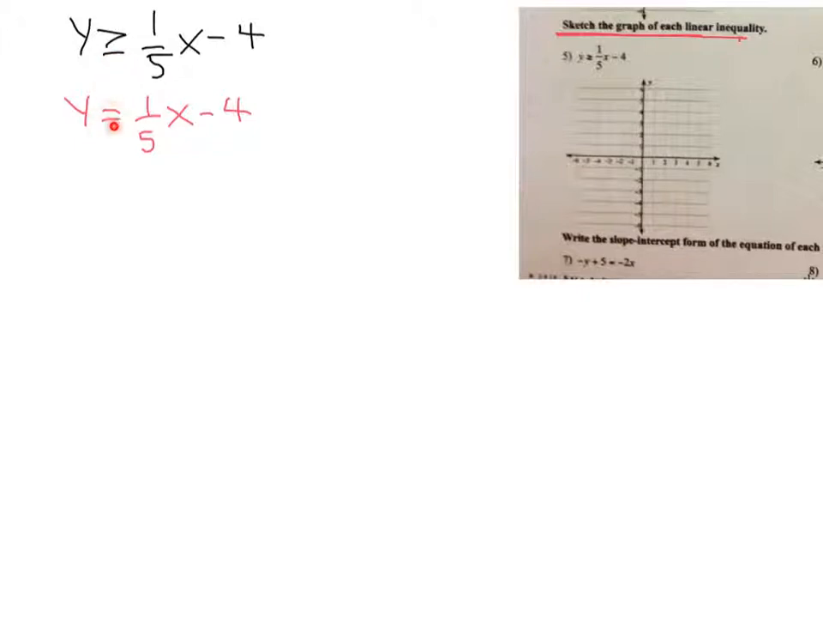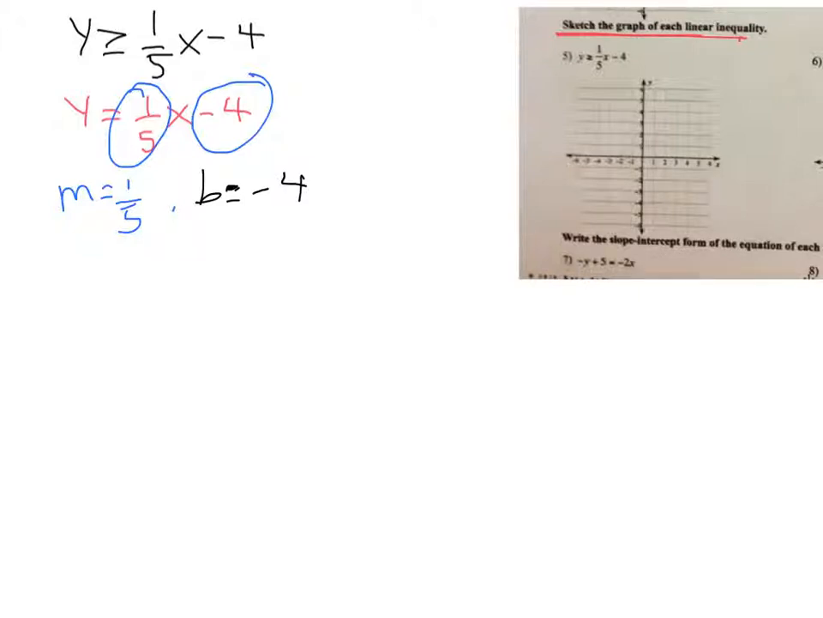That inequality I turn into an equation. Now this equation is in slope-intercept form, which helps a lot. From there, I know that whatever is in front of the x is going to be my slope, 1/5. Whatever is after the x, that's going to be your y-intercept. So my y-intercept is going to be -4. When you're graphing, the first thing you do is plot your y-intercept.